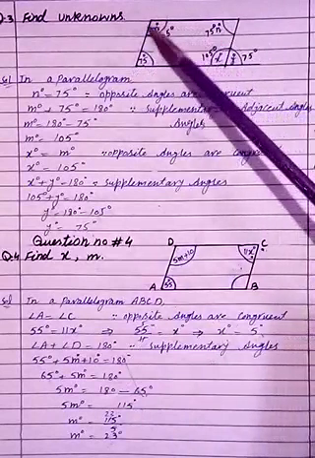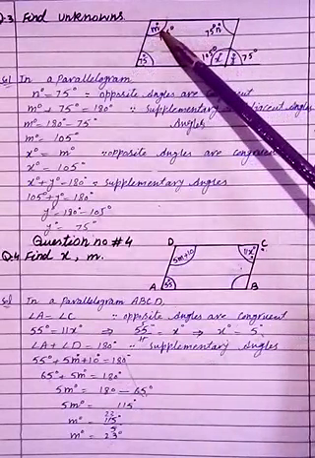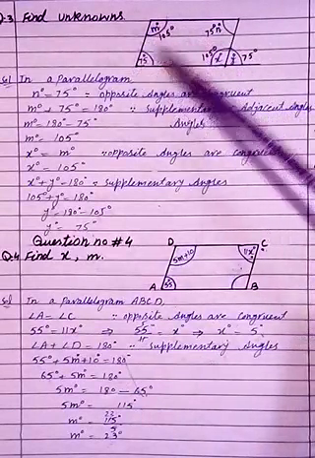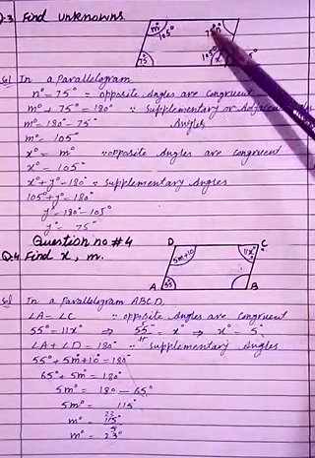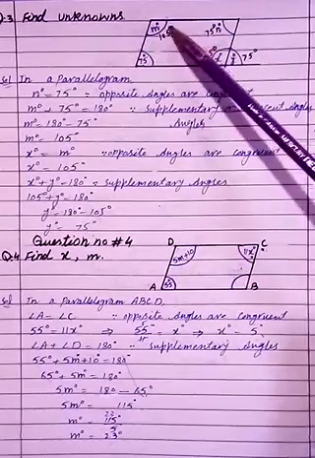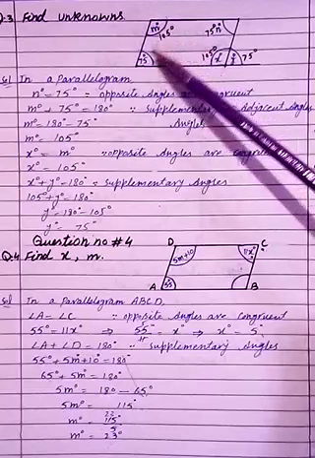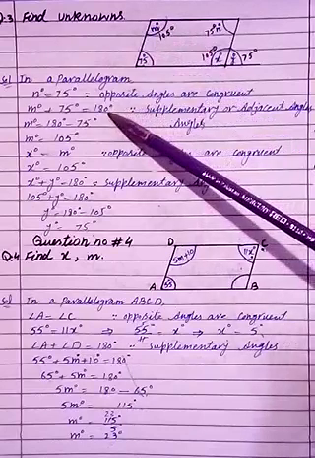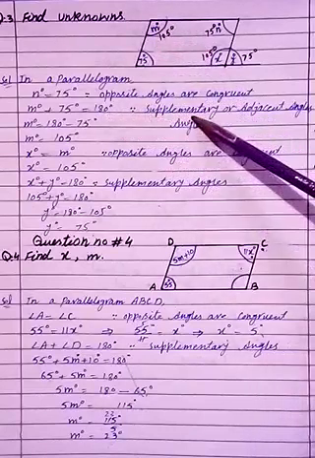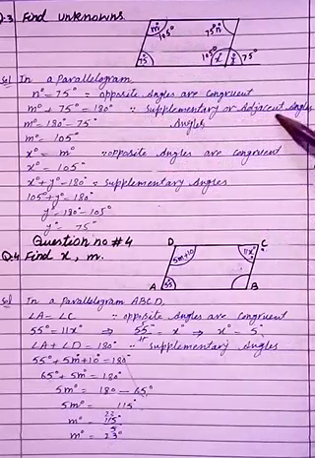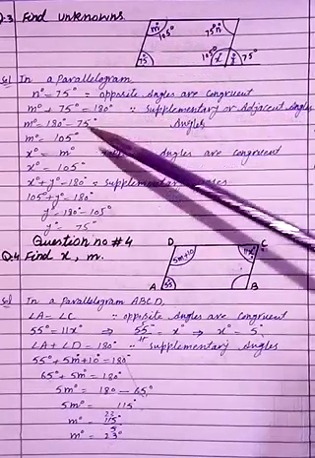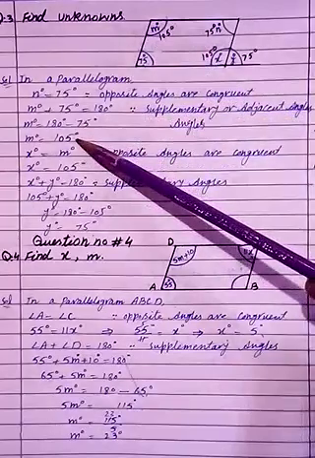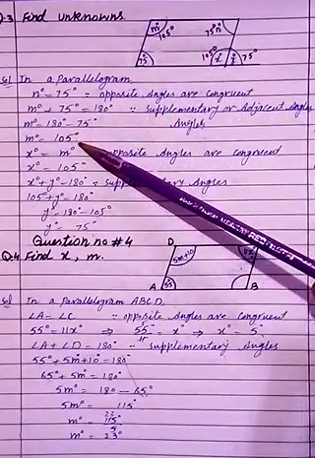Now you have to find the m degree angle. Its neighbor angle is 75 degree. You can take this neighbor angle, you can take this neighbor angle, it's your own choice. When you take the neighbor angle, m degree plus 75 degree equals 180 degree. Its reason is supplementary or adjacent angles. Adjacent means neighbor angle. Now, after simplification, you get the value of m equals 105 degree.